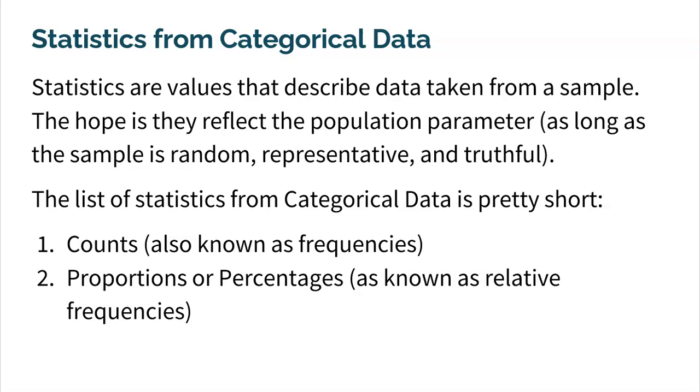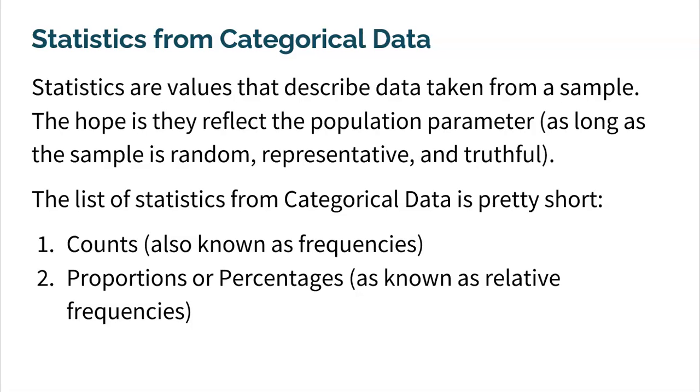Now, let's quickly remind you what a statistic is. Statistics are values that describe data taken from a sample. So the hope is that they reflect the population parameter. As long as the sample is random, representative, and truthful, that statistic, the information from the sample, should be fairly accurate, pretty close to what is true for the population parameter.